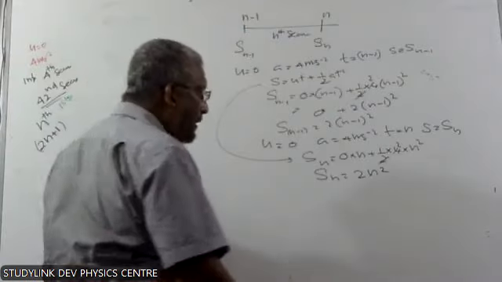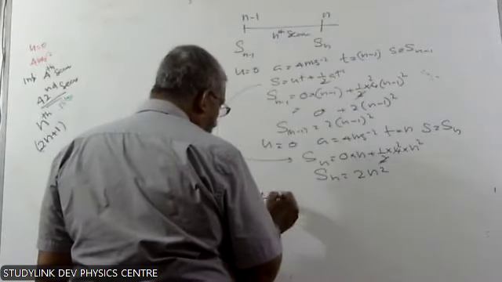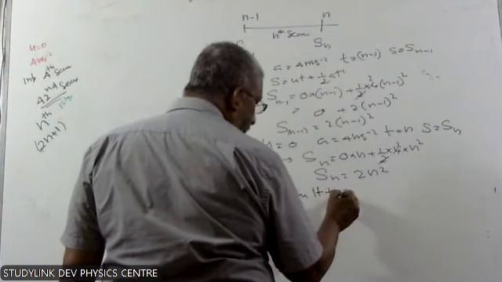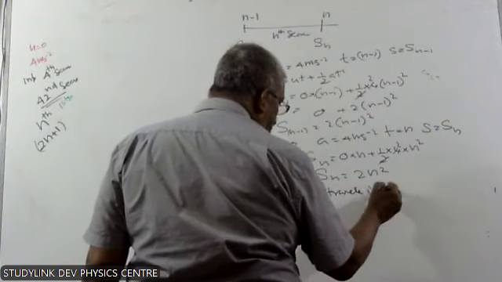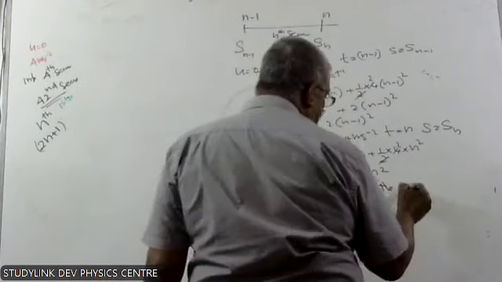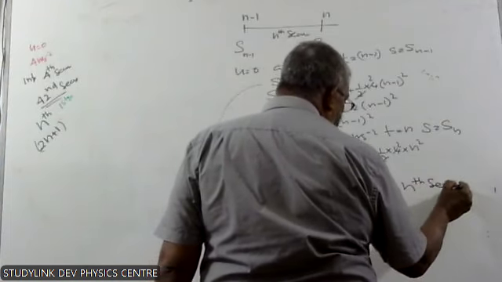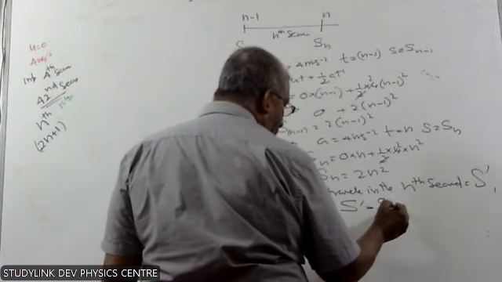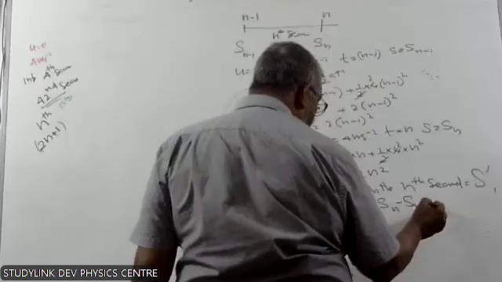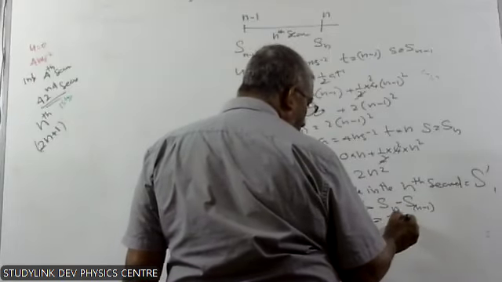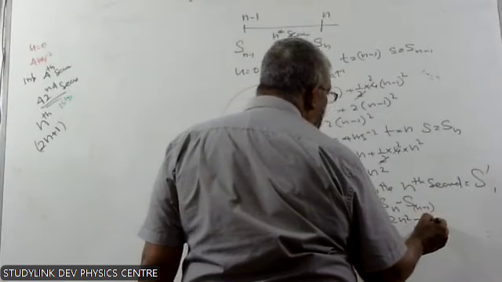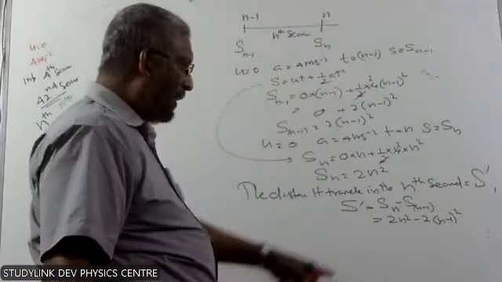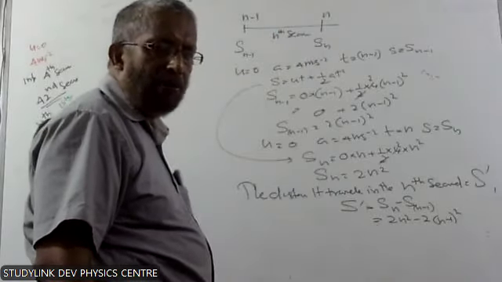Then after that we have to find the distance it travels in the nth second. We'll say S dash. So S dash is equal to Sn minus S(n-1). Sn is 2n squared minus 2 times (n minus 1) squared. Then you have to simplify and get the answer. That's why I said O level is needed.